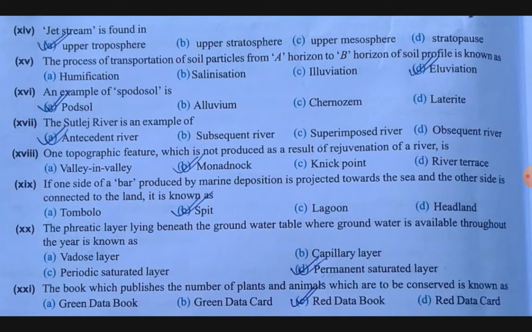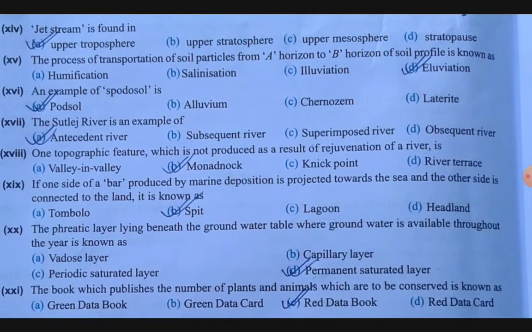The baritic layer lying beneath the groundwater, where groundwater is available throughout the year, is known as permanent saturated layer. Then the last one is the book which published the number of plants and animals which are to be conserved is known as Red Data book.